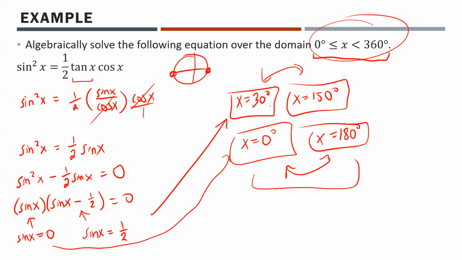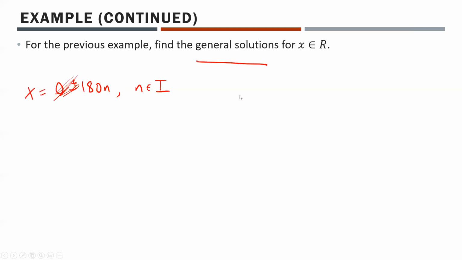These two, on the other hand, I think we're just going to have to treat them separately. So I'm going to go like this. x equals 30 degrees plus or minus 360n. So a full circle times n, where n is an element of the integers.